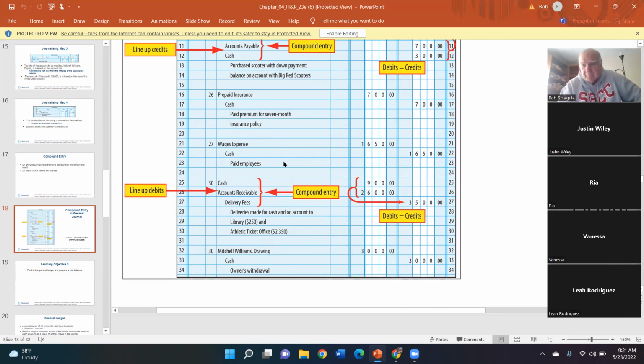Look at that explanation, paid employees. That's fine. And here they're just making a point to tell you to line up the debits, when you can. We're debiting cash and we're crediting accounts receivable. I'm sorry, debiting accounts receivable and crediting delivery fees because we made some deliveries for cash and on account. On account, nobody had money for that part of the transaction. And then finally, we debit drawing for $3,000 and credit cash when the owner took his wife on vacation.